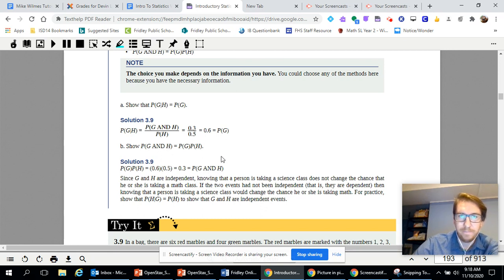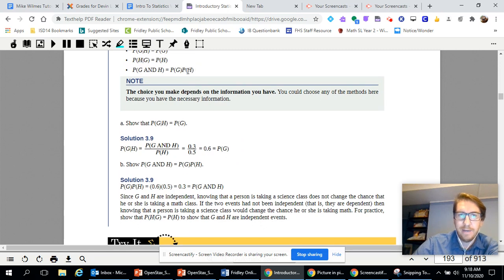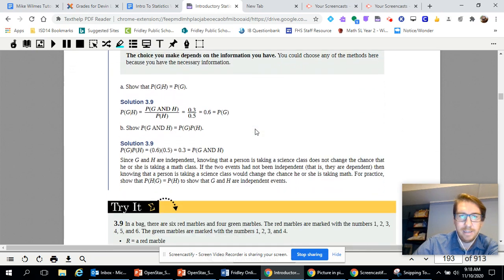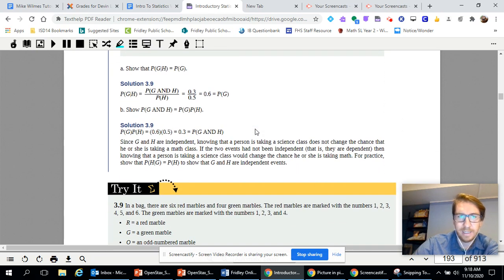These two equal each other, and we've proven that one works. So therefore, math and science are independent. They don't have an impact on each other. And then you can go through and prove that last one if you wanted to. This solution doesn't go through it, so I won't go through it either.